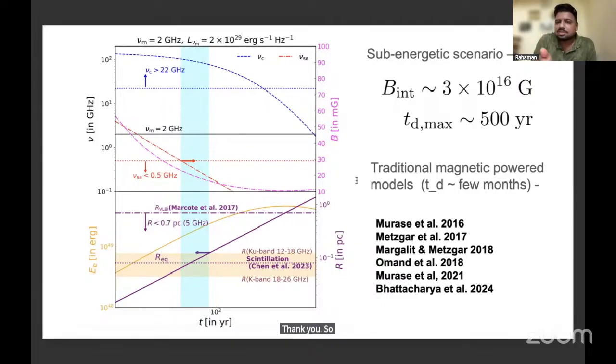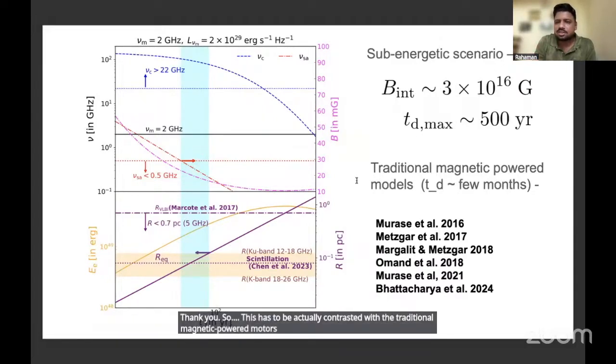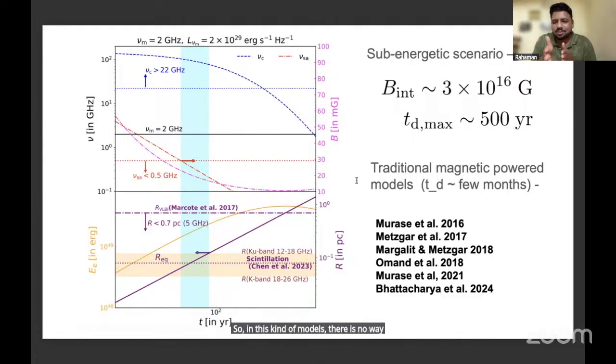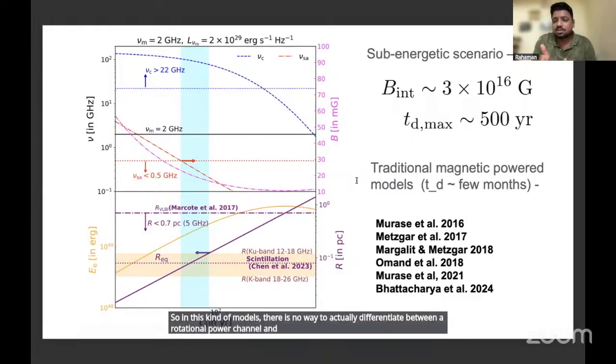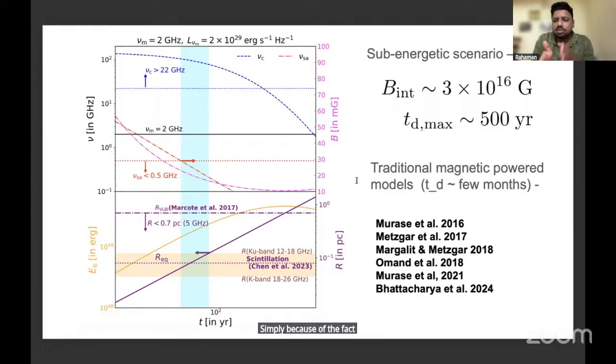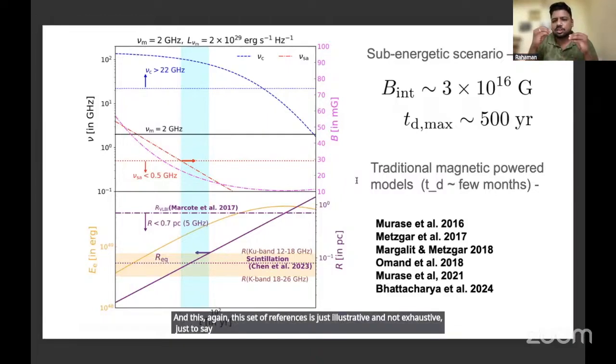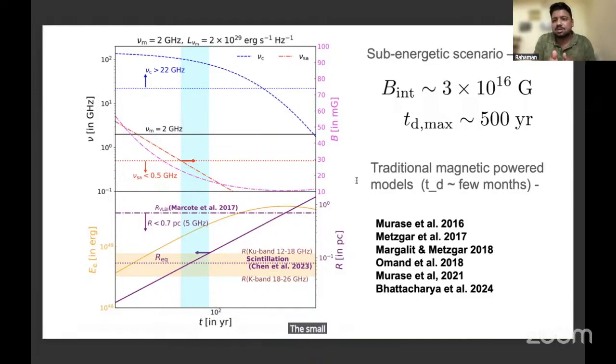So this has to be contrasted with the traditional magnetic powered models that have been proposed in the literature, where the decay time scale is taken to be around a few months. In these kinds of models, there is no way to differentiate between a rotational power channel and a magnetic power channel, simply because both the spin down time scale and the decay time scale are of the same order. So almost all the energy is being released over a decade, and there is no energy left for older systems. This set of references is just illustrative and not exhaustive, just to say that the short time scale has been referenced here.